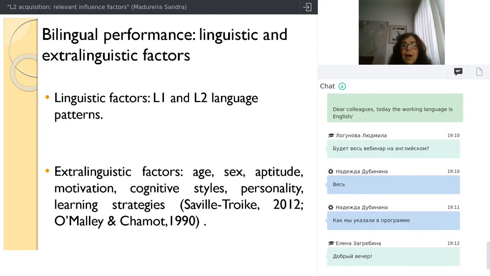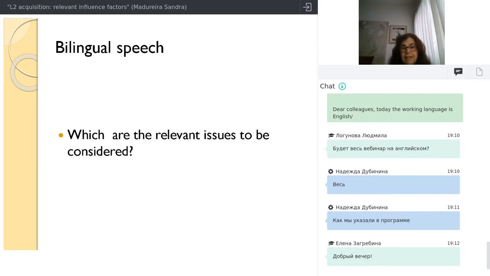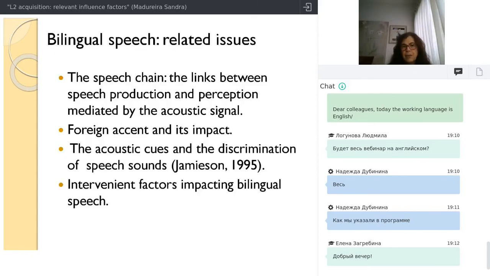Okay, now, bilingual performance, there are 2 kinds of factors that have to be considered. One of them, of course, the linguistic factors, so the L1 and the L2 language patterns. But there are also other kinds of factors that are intervening, and these are extra linguistic factors, such as age, sex, aptitude, motivation, cognitive styles, personality, learning strategies, right, that are mentioned by Saviri-Troac and O'Malley and Chamot. So these are things too that interest you when you investigate bilingual speech, right? I'm a phonetician, so I'm going to talk about bilingual speech. That is the subject I'm concerned with. So which are the relevant issues to be considered in this?